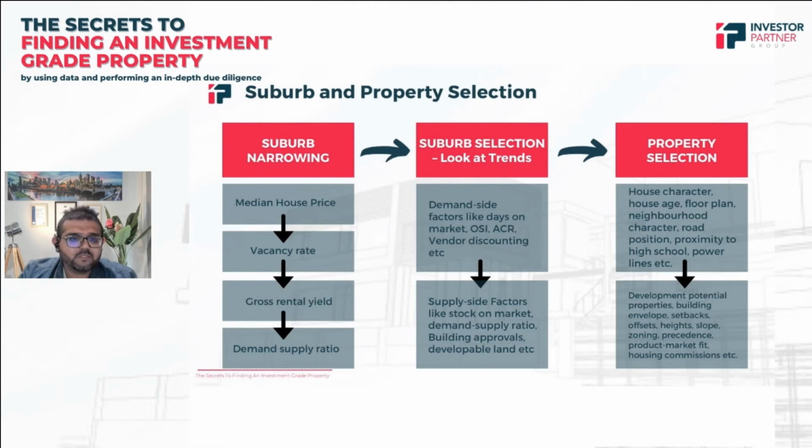From a suburb narrowing perspective, you can work with the whole state at a particular price point. If you get a massive list, what you have to do is filter it further down to get better suburb narrowing to indicate more.